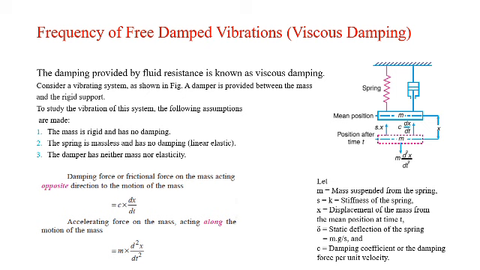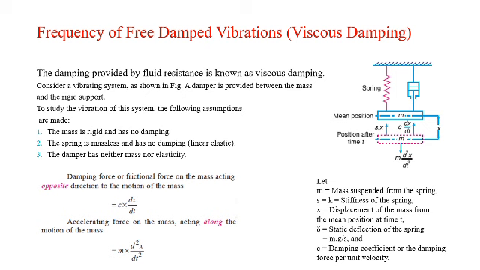Now, for the damping force, since it is viscous damping, it is assumed that the frictional resistance to the motion of the body is directly proportional to the speed of movement. In viscous damping we have studied that the force is directly proportional to velocity. Therefore the damping force, or frictional force on the mass acting opposite to the motion of the mass, is equal to C into dx by dt, and the accelerating force on the mass acting along the motion of the mass is equal to m into d2x by dt square.